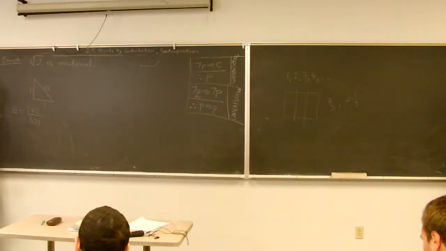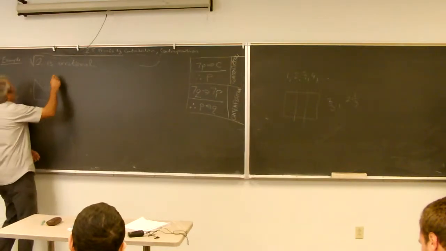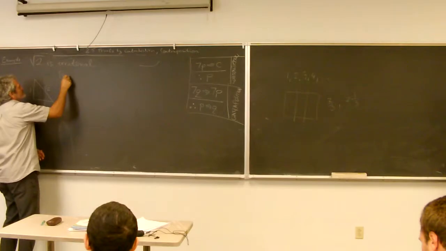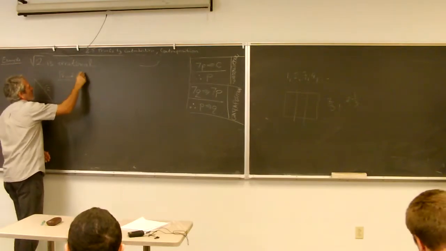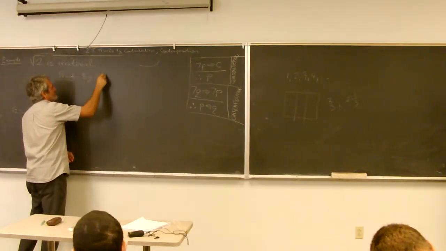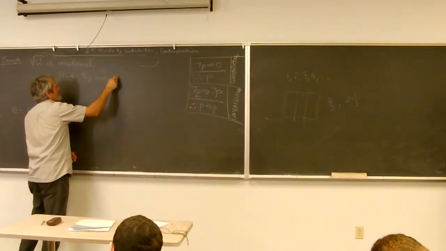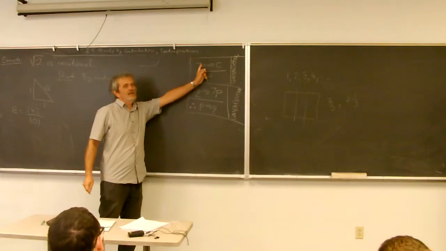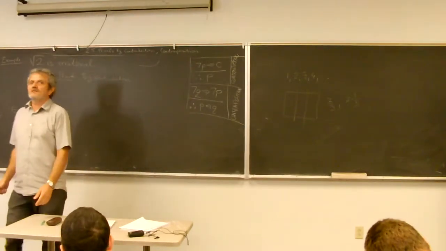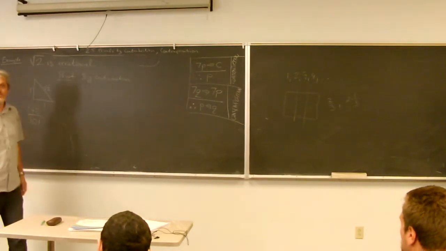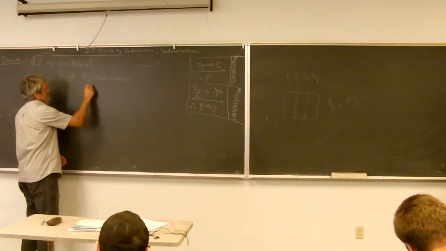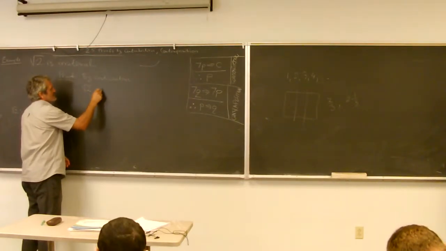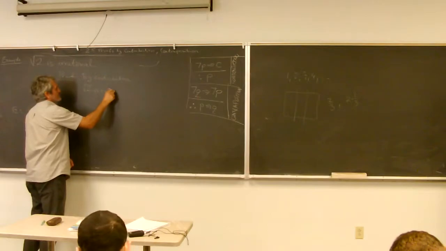It was very important historically, as I said. So, proof. We'll argue by contradiction. So that means we'll assume what? The negation of P, what would that be? Square root of 2 is rational. That's all. So square root of 2 is rational.